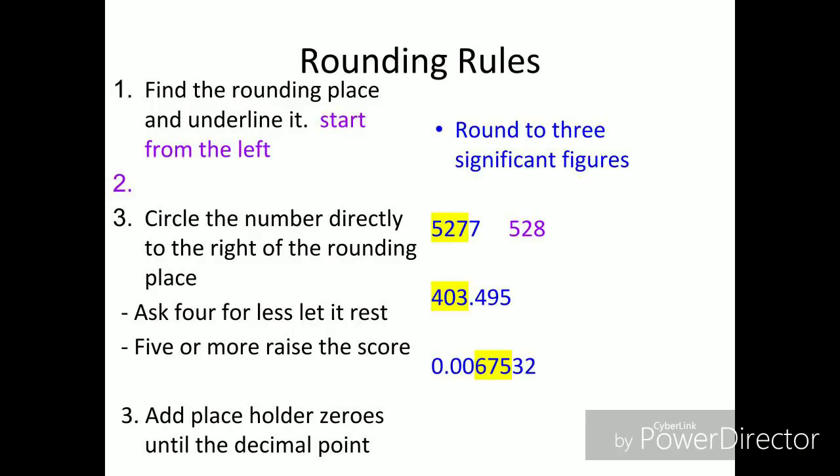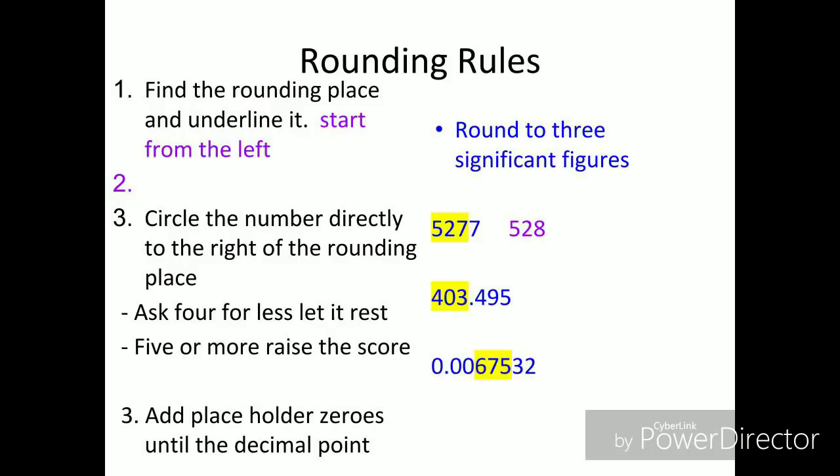Look at the first example. We've underlined the leftmost significant digits, 5 to 7, and we must examine the number to the right of our final digit. That number is a 7. 7 tells us we need to round up, so we write down the digits 5 to 8. But there's a problem here. 5,277 doesn't round to 528.